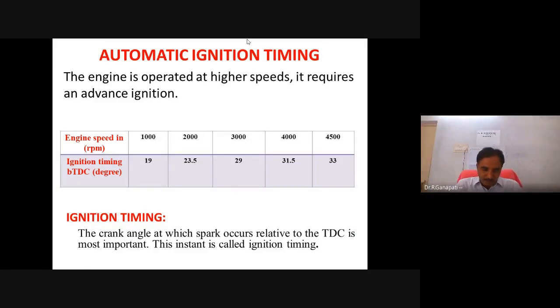So all of you know, when the engine speed increases, automatically we move to before the TDC, that is, the ignition timing also increases. See here in the table, when the engine speed is 1000 RPM, the ignition timing, that is, before the TDC, is 19 degrees, and as the engine speed goes on increasing, the ignition timing also increases. Observe at 4500 RPM, the ignition timing, that is, before the TDC, is 33 degrees.